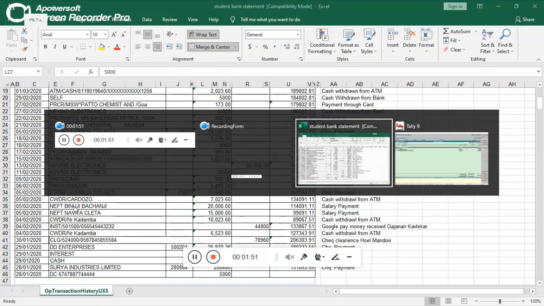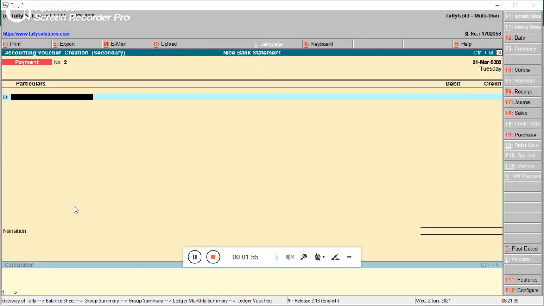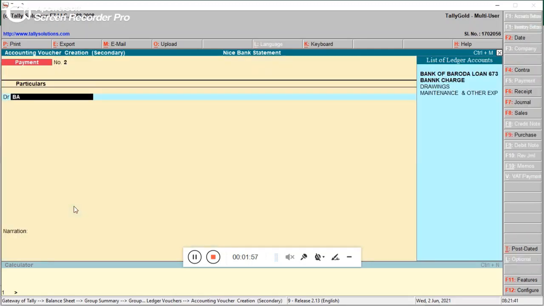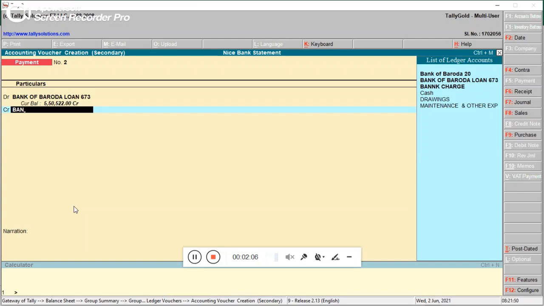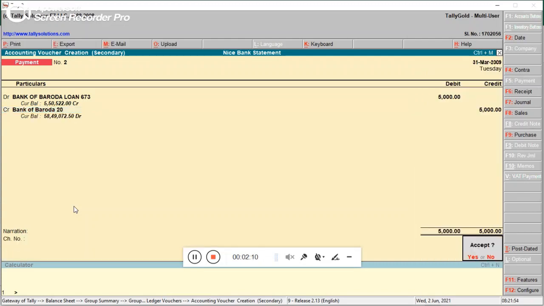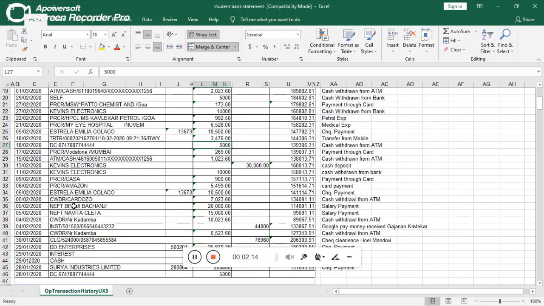So you can pass this entry directly in payment. You can go to the payment, Alt A. Okay, loan paid, say Bank of Baroda loan, Bank of Baroda loan account. You use any loan account whatever you have. So right now say credit what? Bank of India account. Bank of Baroda loan account, debit will be bank, credit what? Bank of India. Okay, so these are the loans which are paid.